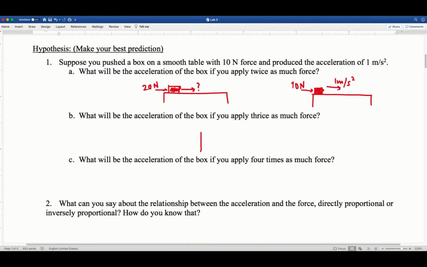Likewise, if you triple the force, keeping the mass constant, you do not change the mass, you now apply 30 Newton force. So how will that change the acceleration? Likewise, now if you quadruple the force, so you use the same box, do not change the mass of the box, but now you apply 40 Newton force, which is 4 times your original force. Now how will that change the acceleration? So you need to answer that.